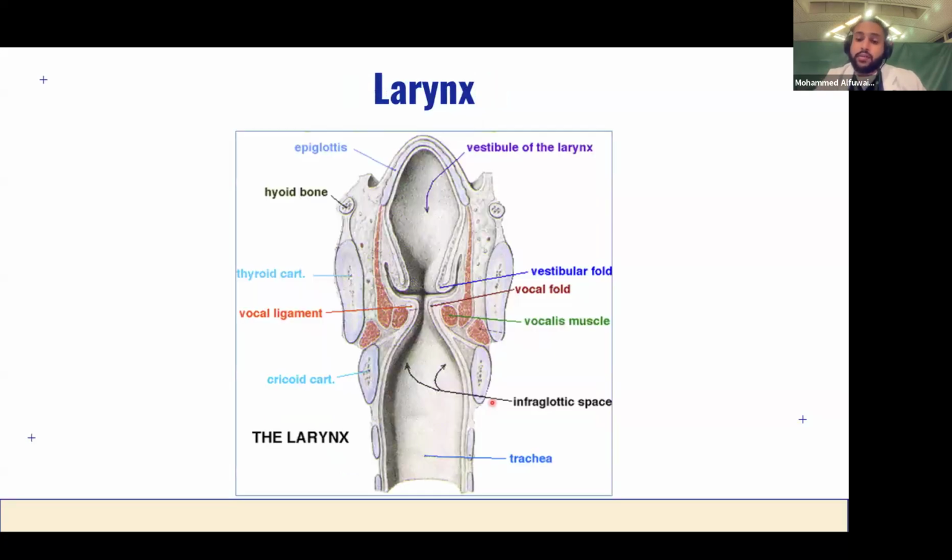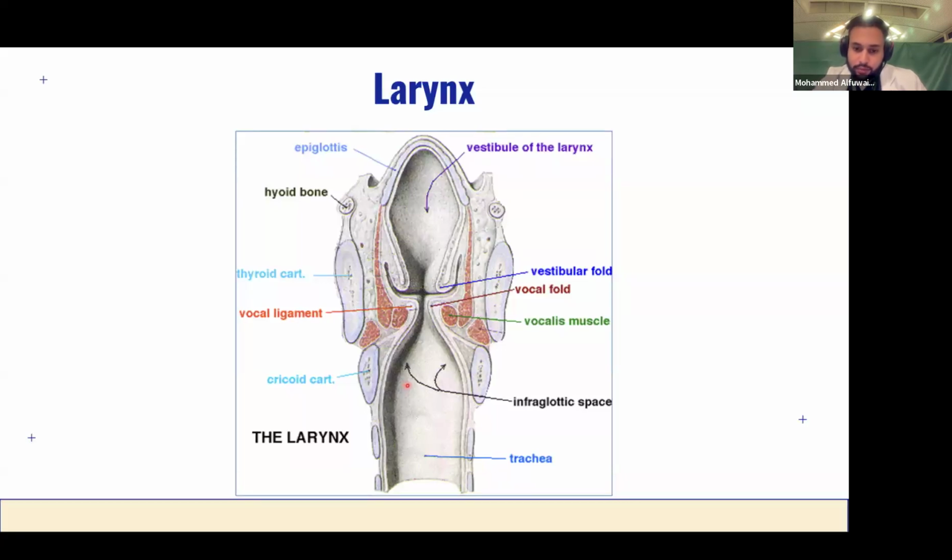Now we go to the larynx. Larynx has your vocal cords. Has true and false vocal cords. This glottic region is the true vocal cords. Above it is the vestibular folds, which are your false vocal cords. This is the glottic region. Above it is what we call supraglottic. Below it is the infraglottic or subglottic region.